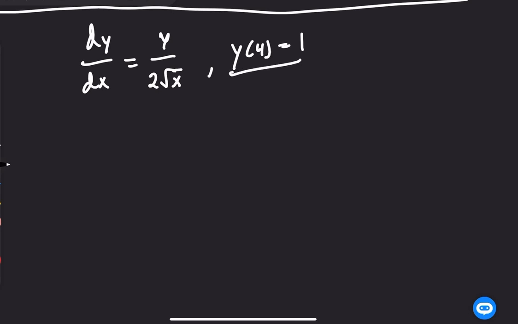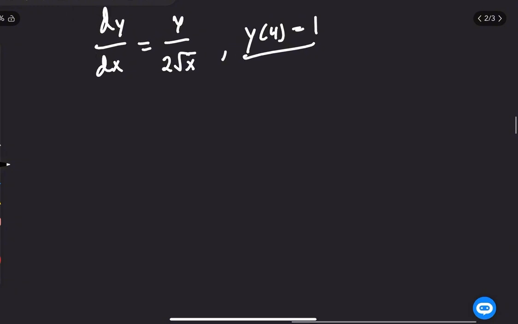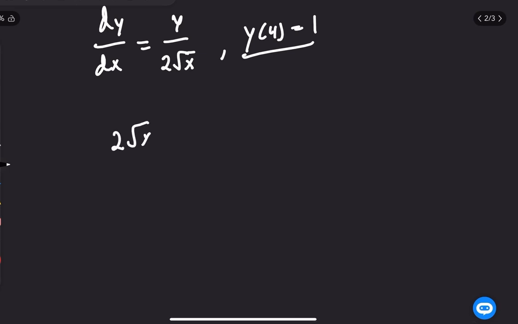So first, let's just solve for the general solution of this. And to do that, we're going to times over the 2 root x. So 2 root x dy dx equals y. And then times that over, so dy dx, and then divide.